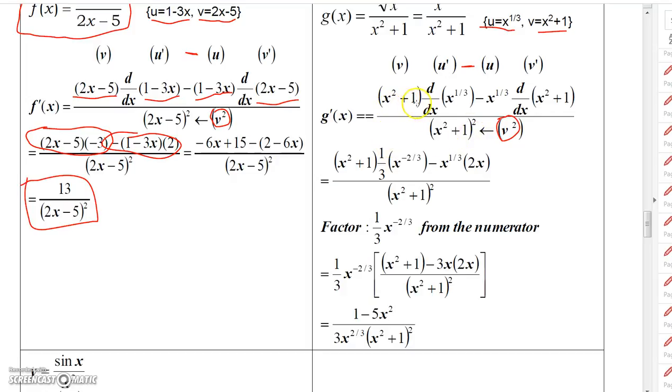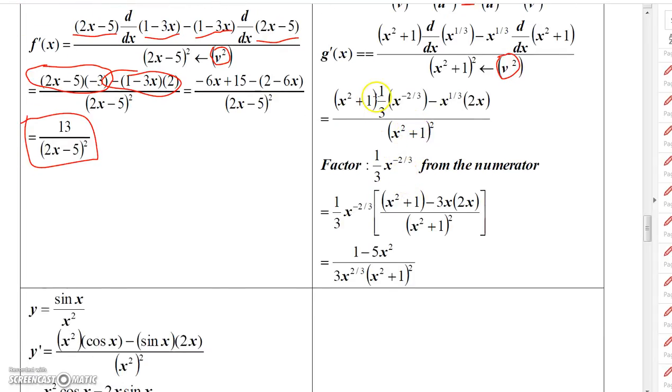Now, calculate the derivative of x to the 1/3, and you get 1/3 x to the negative 2/3. And then calculate the derivative of x squared plus 1, and you get 2x all over this. Now, we could actually factor 1/3 x to the negative 2/3 from the numerator. Now, that's a little tricky, so you might want to do that on scratch paper.